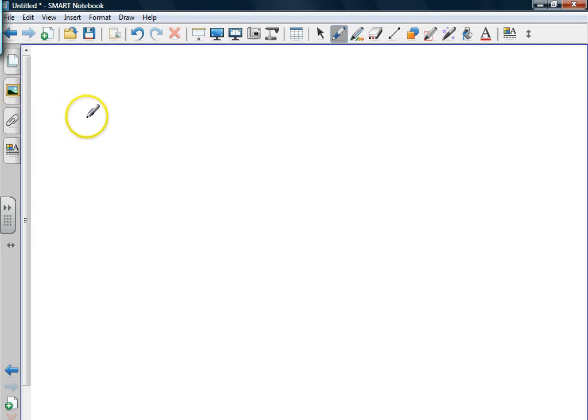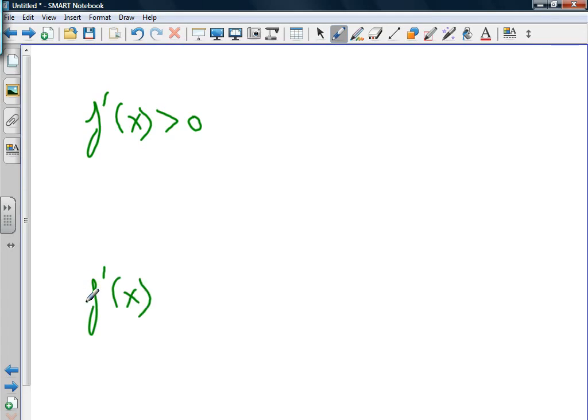Do you know what it means when your function's derivative is positive? The tangent lines have positive slopes. Doesn't that mean the function itself must be increasing? Do you know what it means when f prime is negative? The tangent lines have negative slopes. But for the curve to have negative tangent line slopes, the curve has to be decreasing. Right? The y values have to be decreasing.